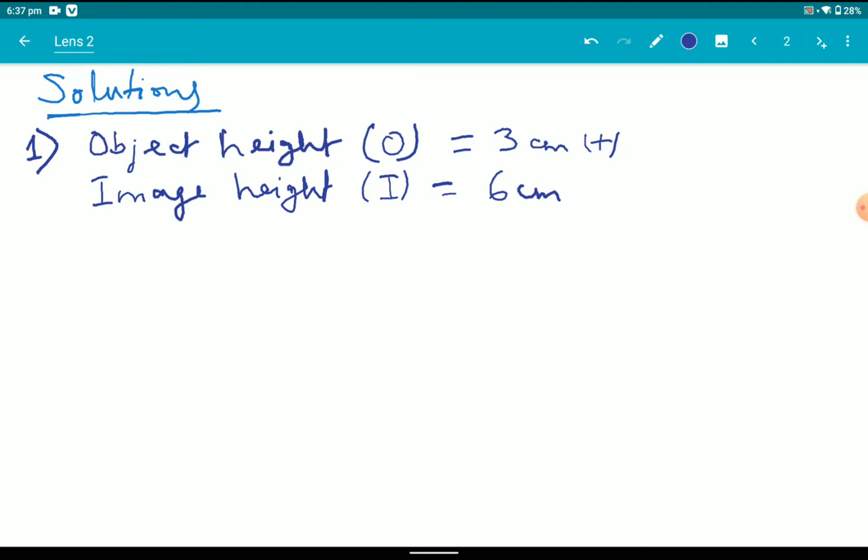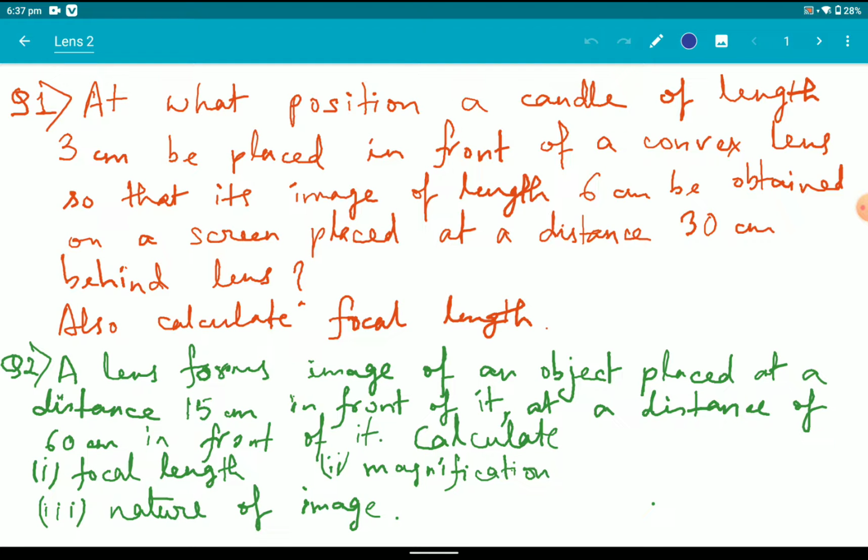Okay, now should it be positive or negative? How can we determine that? See, where the image is forming, it is said that it has been obtained on a screen placed at a distance of 30 centimeter behind the lens. Behind the lens means on the other side. If the object is at the left side of the lens, then the image obviously is formed on the screen, and the screen is placed at a distance of 30 centimeter behind the lens, means on the right side of the lens.